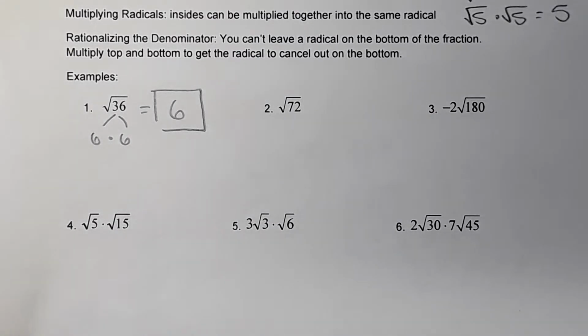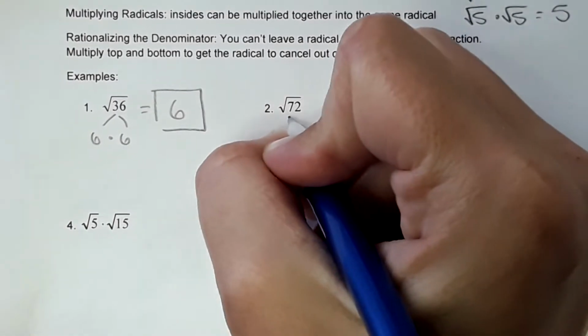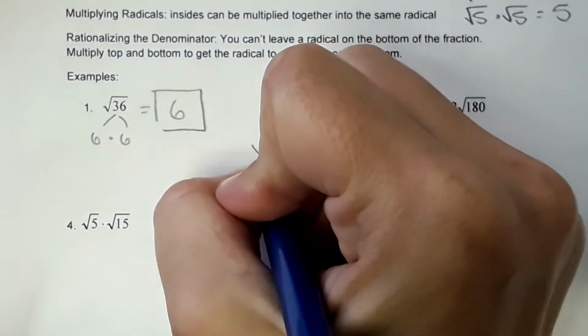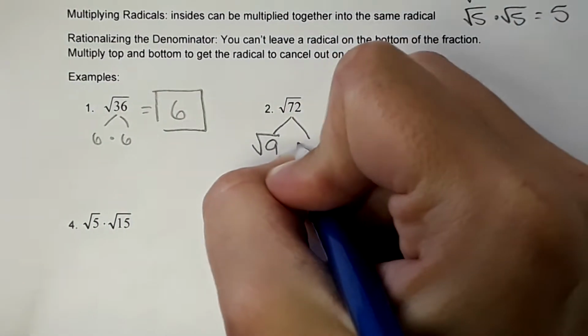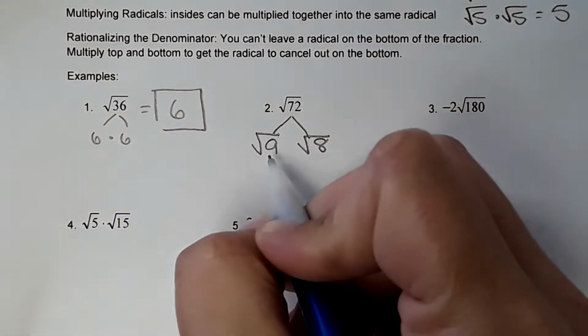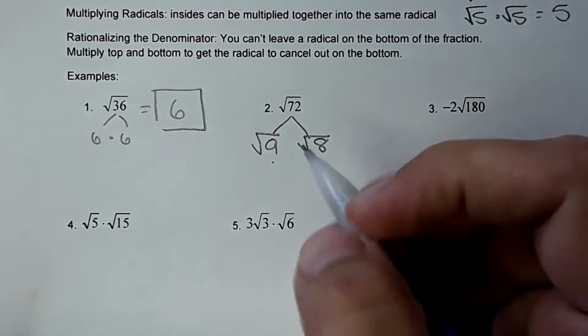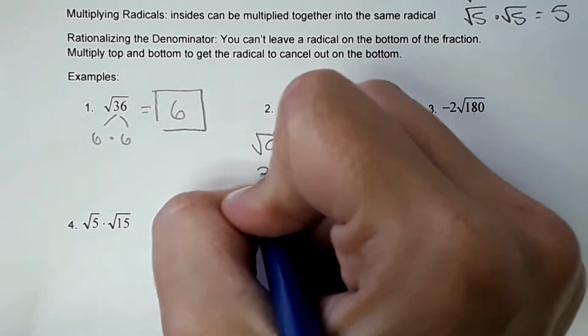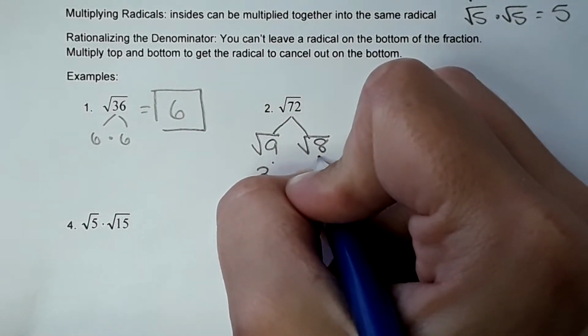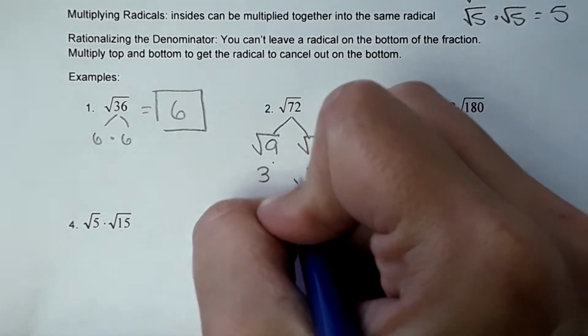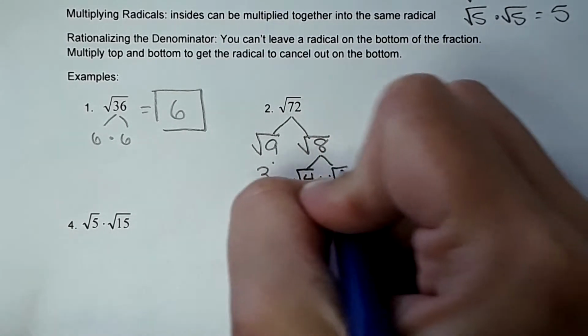Now for 72, I'm looking for factors that have a perfect square. So maybe like 8 and 9. I know square root of 9 and square root of 8. Square root of 9 would just be 3, right? And then for square root of 8, I can break that up into square root of 4 times square root of 2.